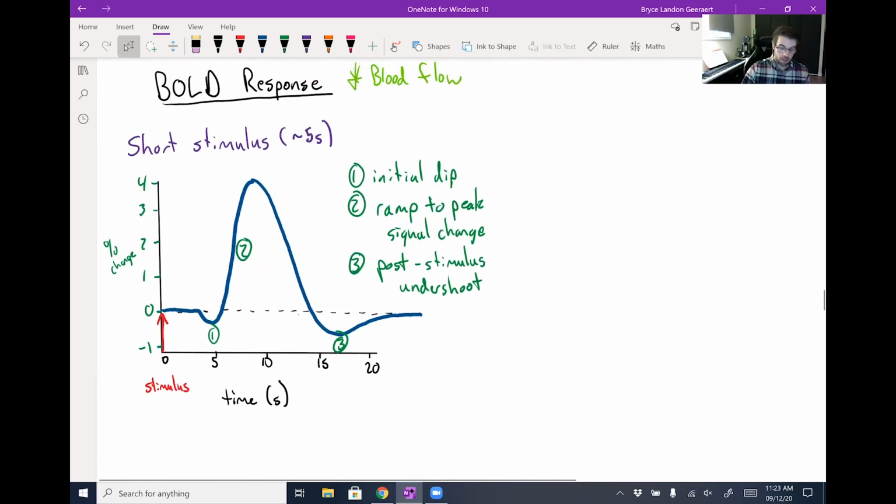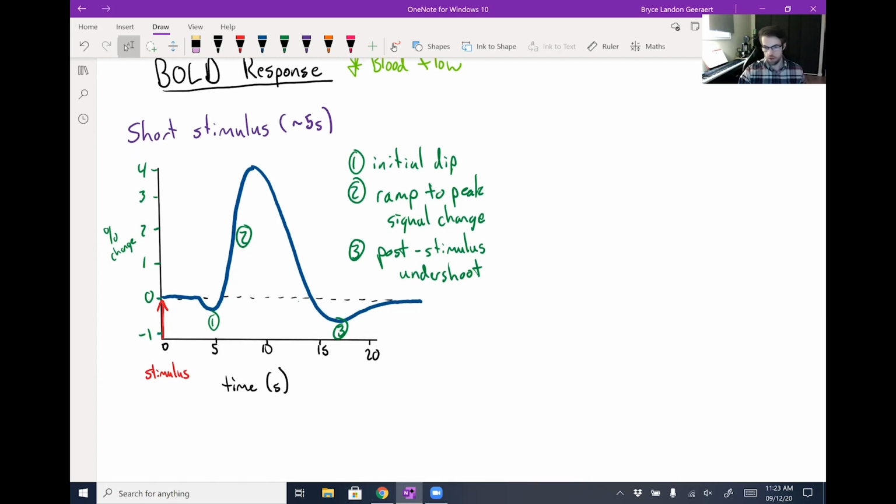And this is the result of increased oxygenated blood. You see an increase in signal for a small amount of time, followed by a decay and undershoot and back to normal when blood flow stabilizes again. And this is just for a single stimulus. But it's worth noting here, let me just write out. So BOLD at the top there stands for blood oxygen level dependent, which I already said.